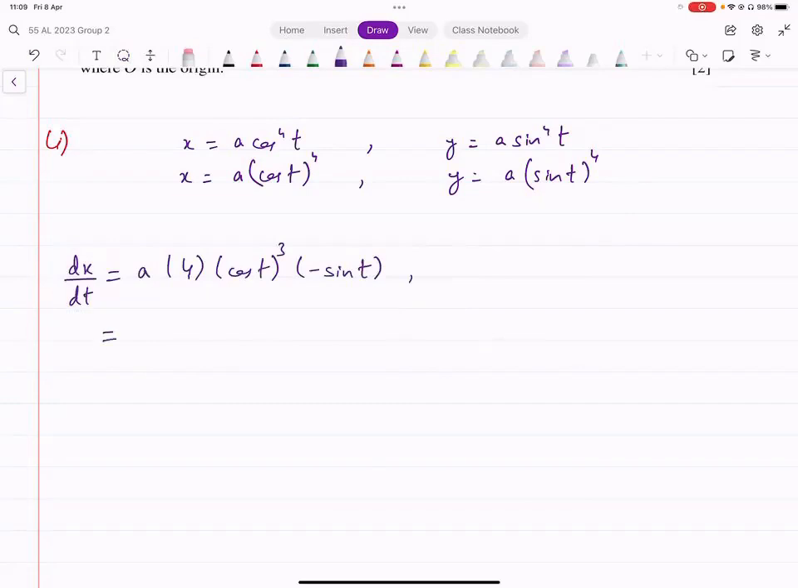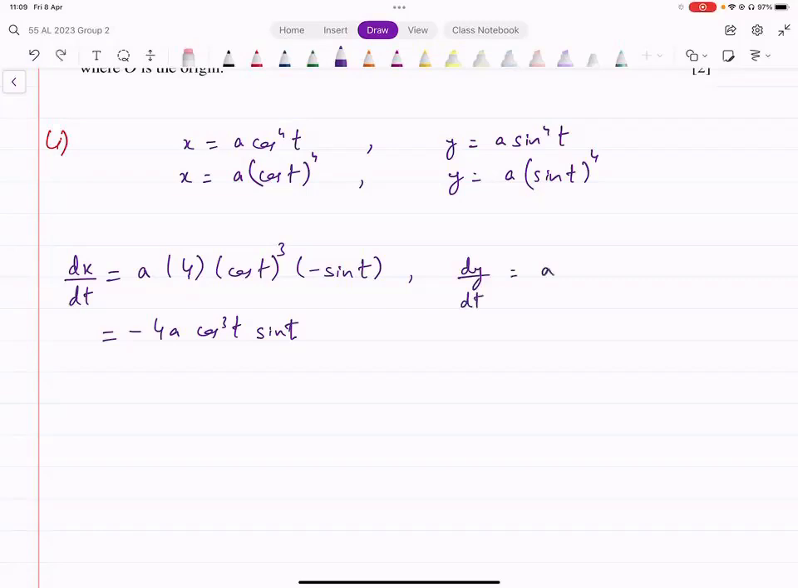We can simplify this and we get 4a cos cube t into sine t. We also have a negative sign there. We can put that aside. This is what we have. Minus 4a cos cube t sine t, that's dx over dt. Similarly, we can find dy over dt.